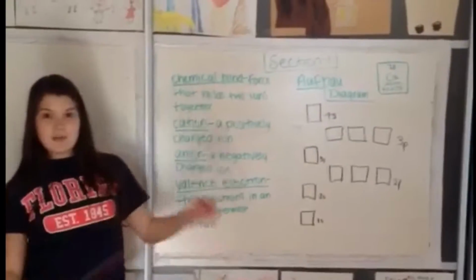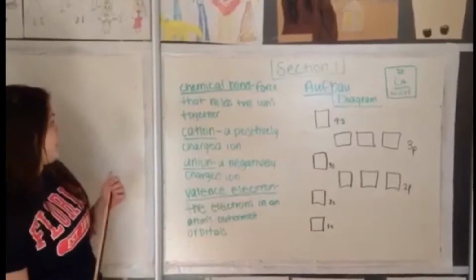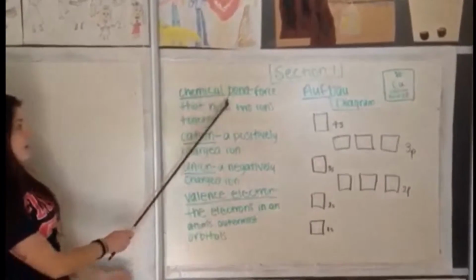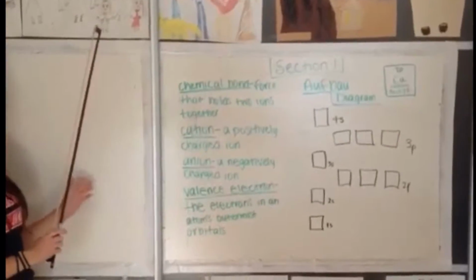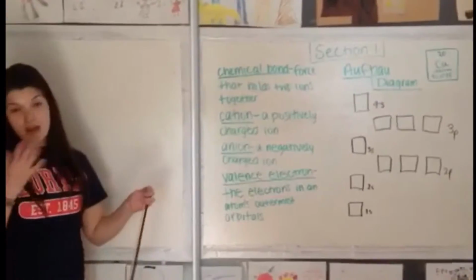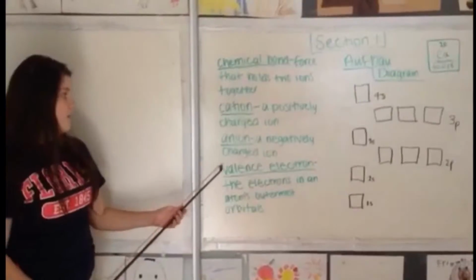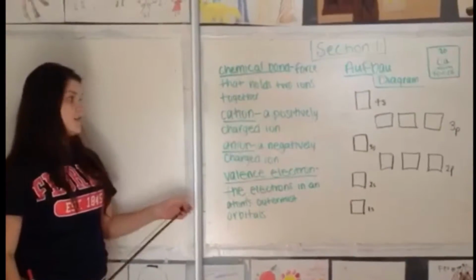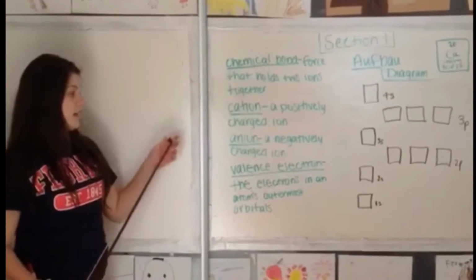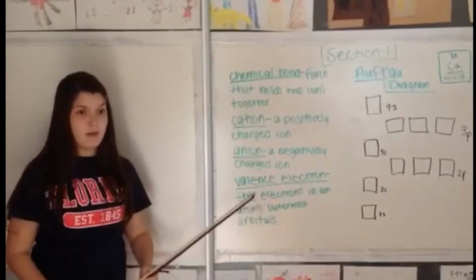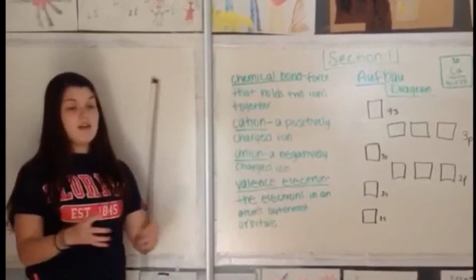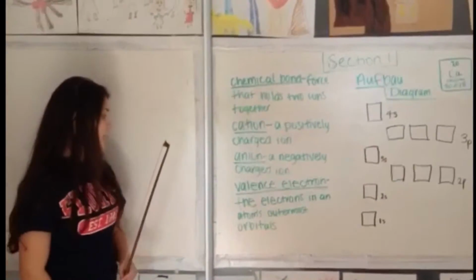Alright, so here's a little bit of an introduction to ionic compounds. Basically, a chemical bond is a force that holds two ions together. Within a chemical bond, or an ionic bond, you have a cation, which is a positively charged ion, and it comes together with an anion, which is a negatively charged ion. So when you have ionic compounds, a cation and an anion come together and form an ionic compound.